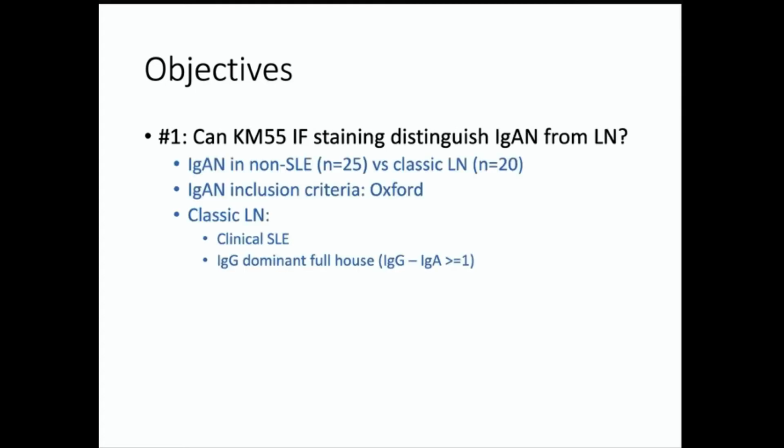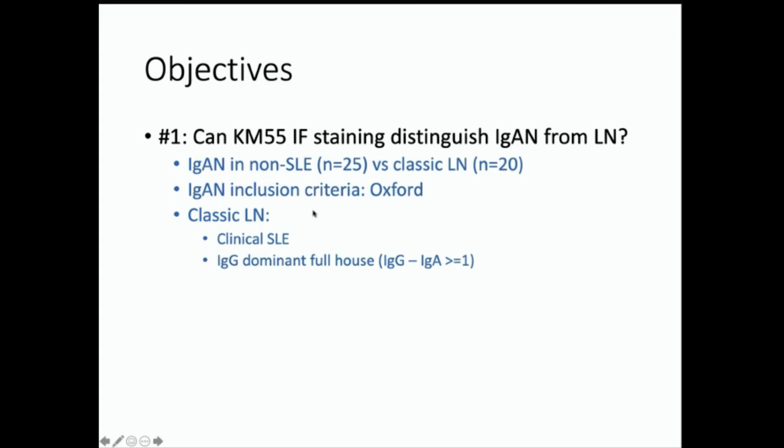So to answer the first question, we selected patients with IgA nephropathy, purely IgA nephropathy. These patients got to be non-lupus patients. And then we have 25 cases. We have a lot more than that, but we selected 25. And then for classic lupus nephritis, we selected 20 patients.